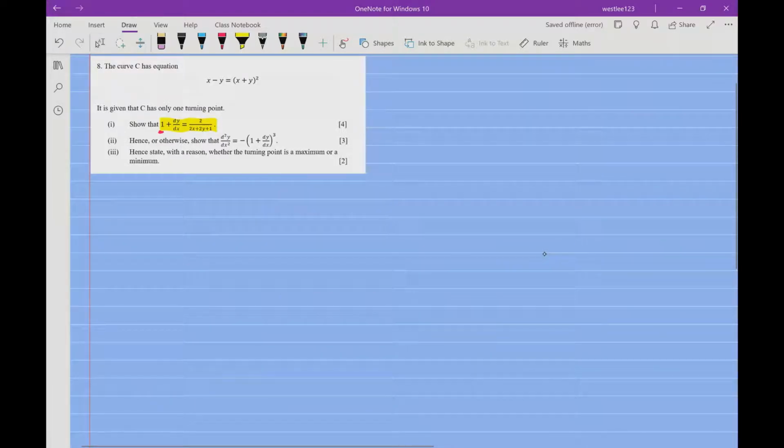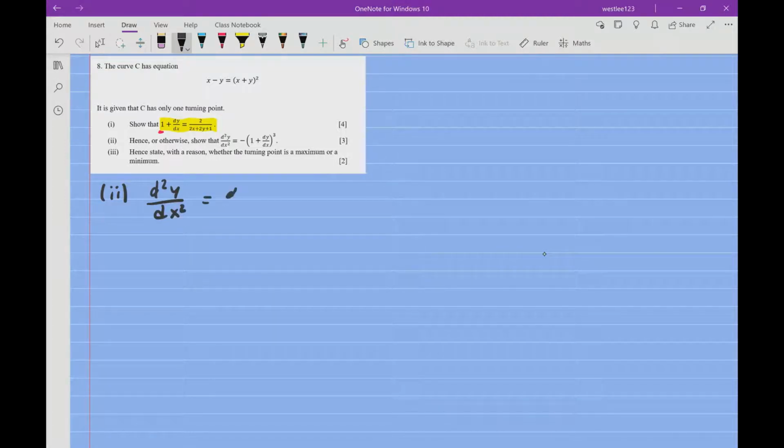Okay, moving on to part 2. Hence or otherwise, show that d2y/dx squared equals negative (1 plus dy/dx) the whole thing cubed. So what we will do is differentiate the equation we have in part 1 again to get the second derivative. If you differentiate 1, you will get 0. You differentiate dy/dx, you get d2y/dx squared.